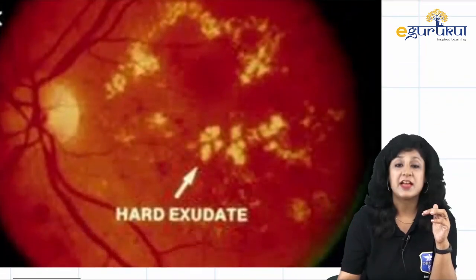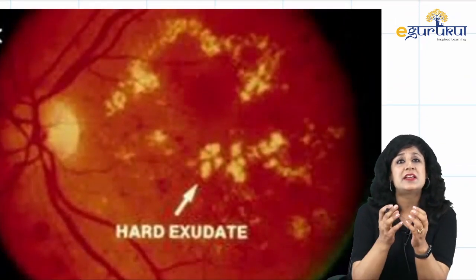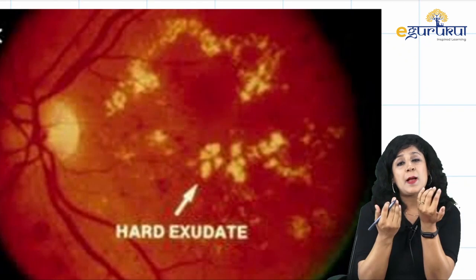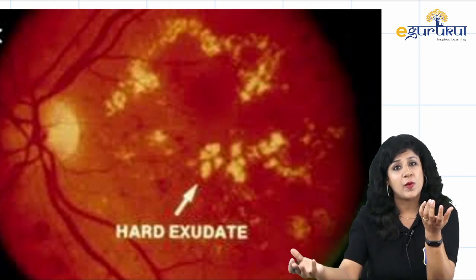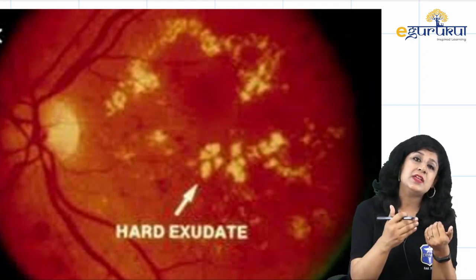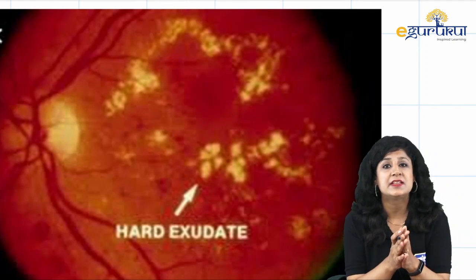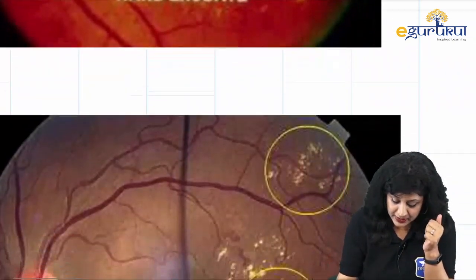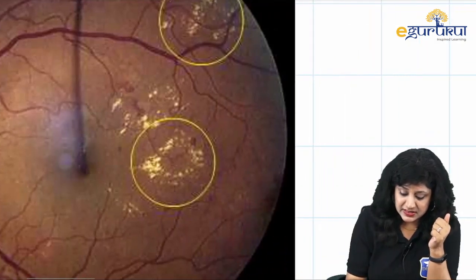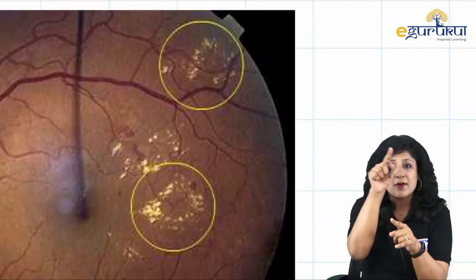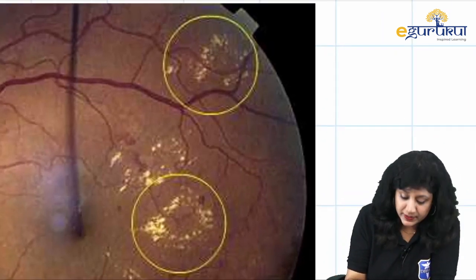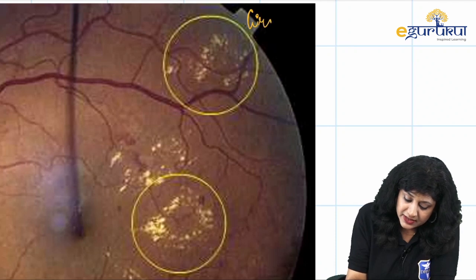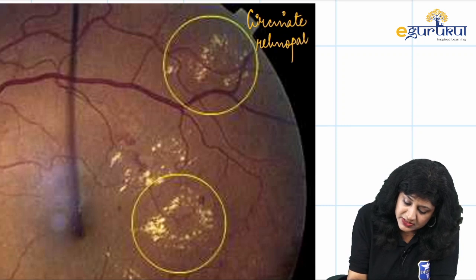On the other hand, these are your hard exudates, pale yellow, because these are actually the lipid deposits. So can you compare? The soft exudates are neuronal deposits, so they are comparatively whiter and larger in size, while hard exudates are yellowish in color, because these are lipid and lipoprotein deposits. Okay. Now sometimes these hard exudates of diabetic retinopathy are also present in a ring-like fashion. When they are present in a ring-like fashion, this is called circinate retinopathy.